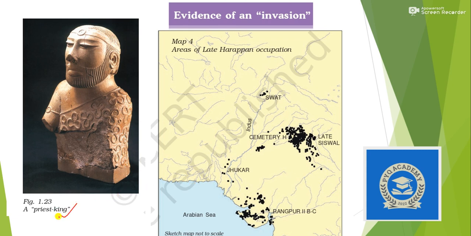Now this is a priest king, which suggests that there must be some central authority like a king. Okay, although it is not very certain, and it was found in the citadel.